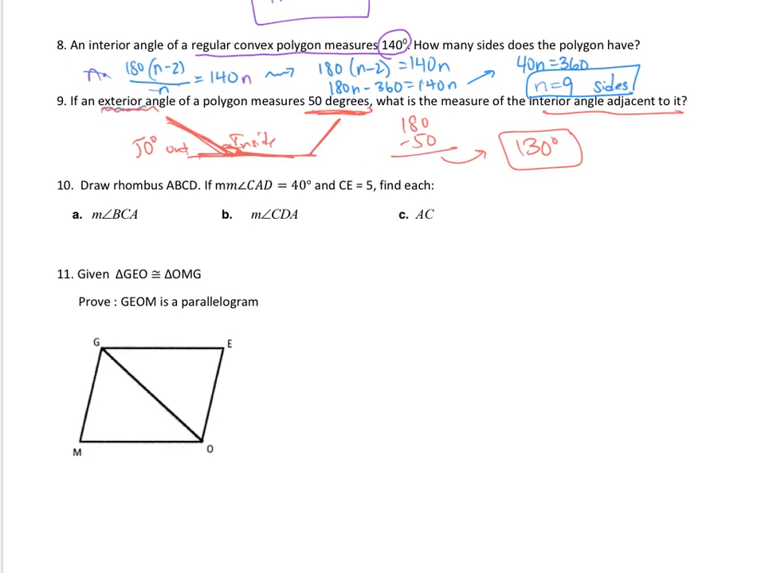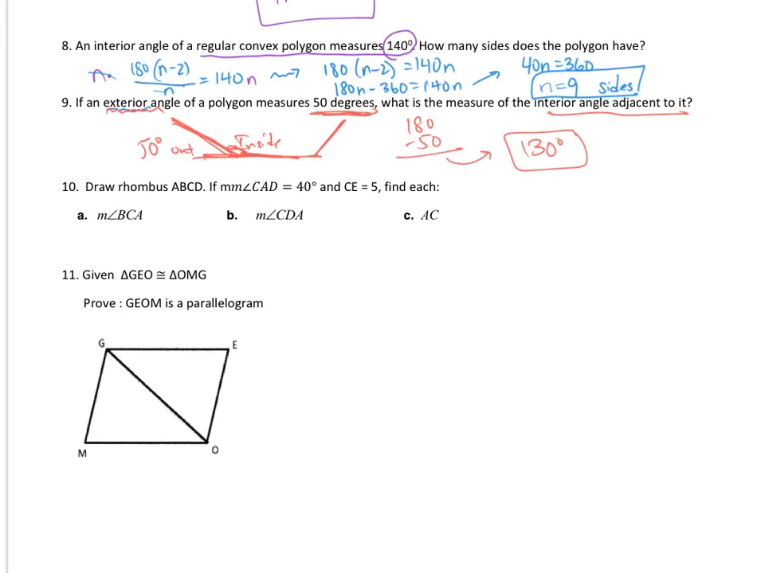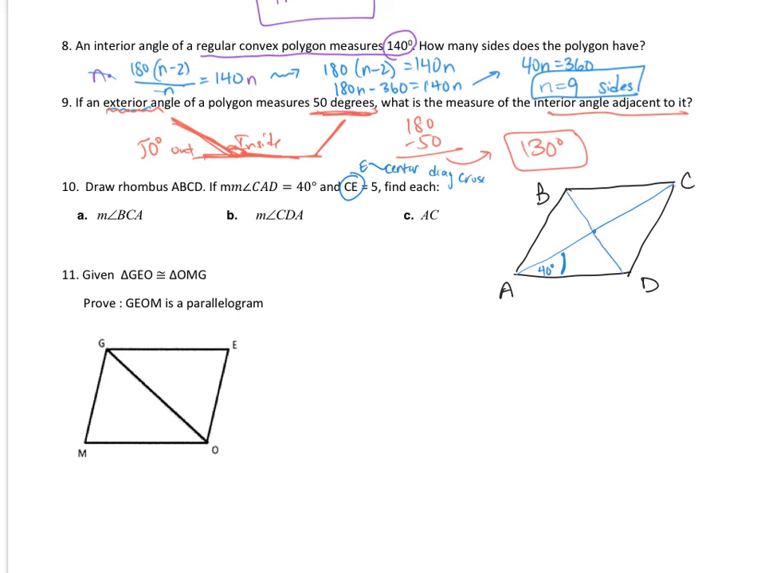Okay, let's move this up, and let's look at this next one. Draw a rhombus ABCD. So let's go ahead and draw this. So I've got my rhombus here. This is A, B, C, D. And if the measure of angle CAD, so that means I've got to draw this piece in here, that angle right there, is 40 degrees. And C to E is 5. I should have indicated on here, E is the center where the diagonals cross. We should have indicated that in the directions. So C to E is 5.